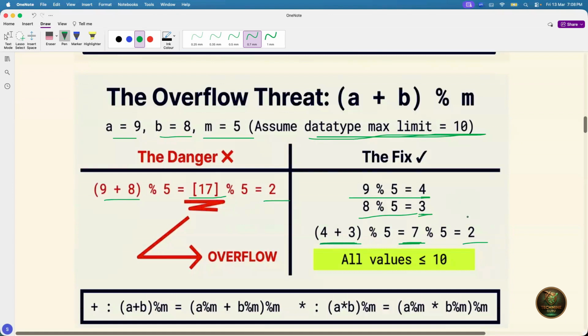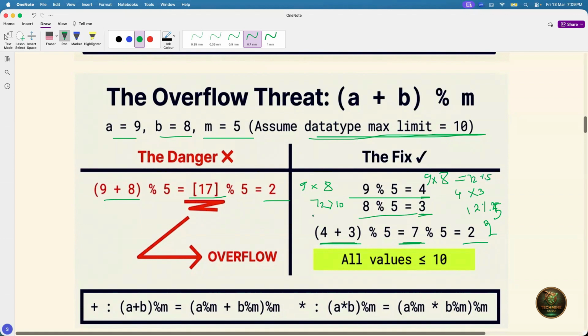And similarly for the multiplication. If the data limit is 10, then 9 times 8 will be 72, which is much larger than 10, right? So it will overflow. Instead of that, if we take the modulo first, it will be 4 into 3, which will be 12, right? And 12 modulus 5 will give the result as 2, right? And if you think like this also, 9 into 8 will give the result as 72, and 72 modulus 5 will also give the result as 2 only.